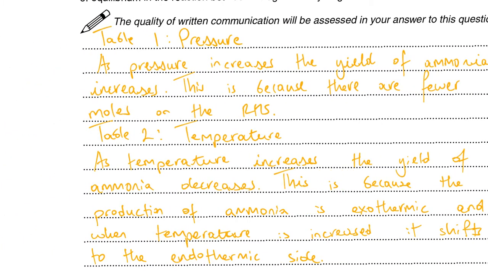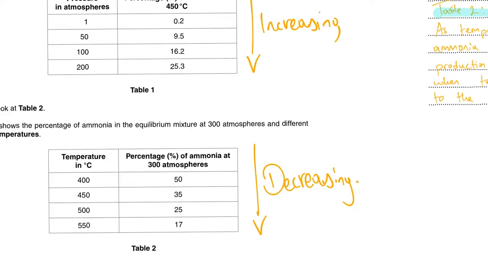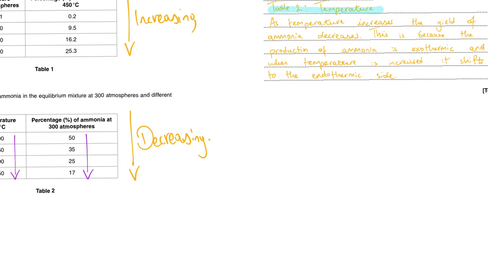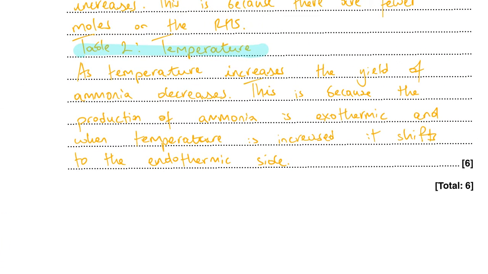I've then done the same for temperature. So I go over to table 2, which is temperature. And I can see as temperature is increasing, the percentage yield of ammonia being produced is decreasing. So that's the first thing I've written for some marks. As temperature increases, the yield of ammonia decreases.